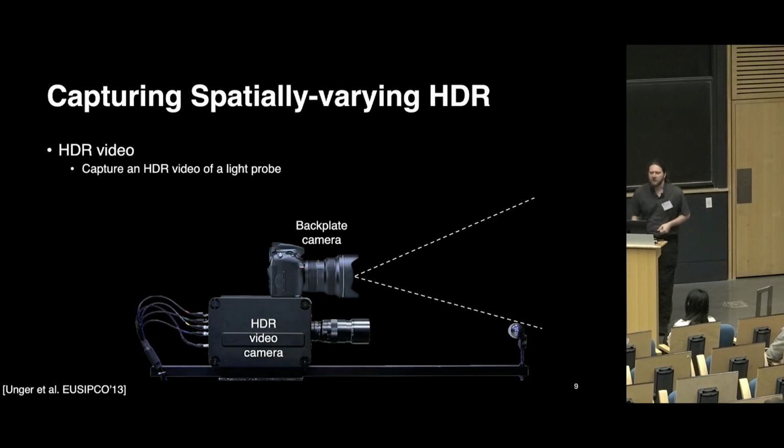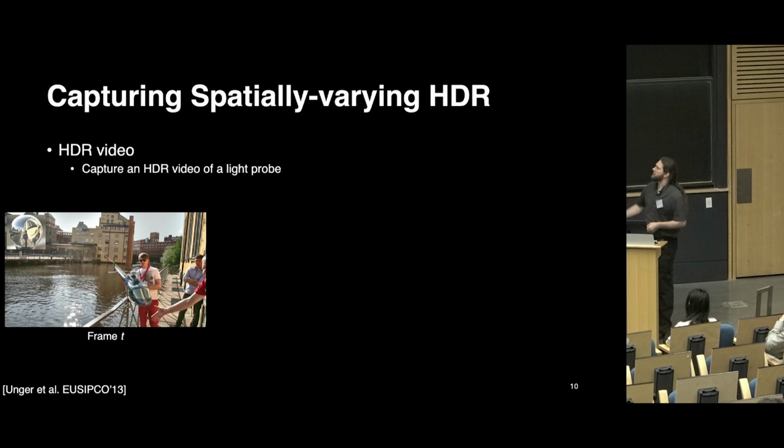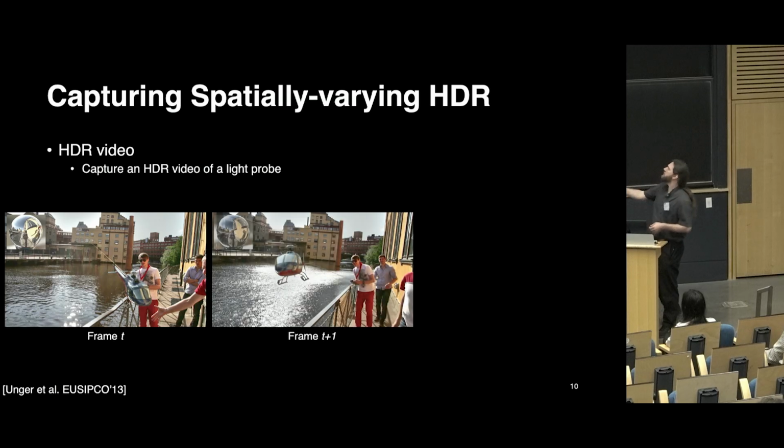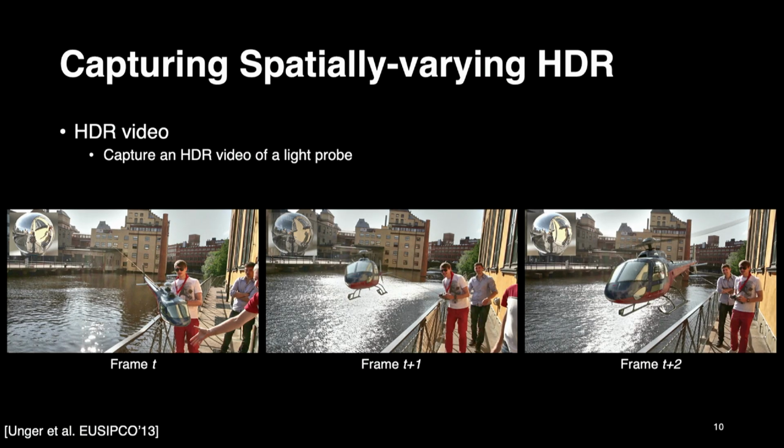For example, Unger et al. propose a pair of cameras, one that looks at a probe. In this case, the probe is a chrome sphere, and the backplate camera is the one taking the actual picture. And you can get great results with this. For example, here, the helicopter has been virtually inserted. The probe that was captured is on the top left, and you can see that as the video goes forward, all the lighting, all the reflections and the shading match the background image.